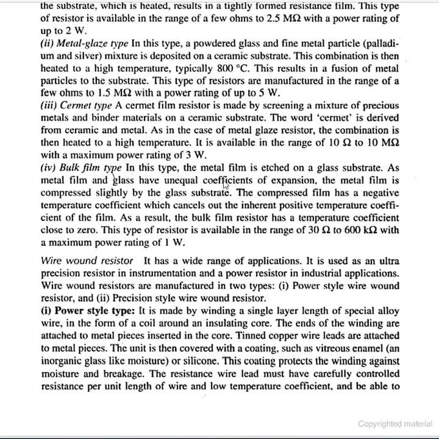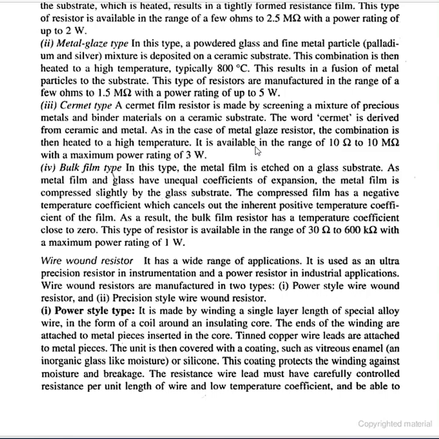Cermet type. A cermet film resistor is made by screening a mixture of precious metals and binder materials on the ceramic substrate. The word cermet is derived from ceramic and metal. As in the case of metal glaze resistor, the combination is then heated to high temperature. It is available in the range of 10 ohm to 10 megaohm with a maximum power rating of 3 watt.